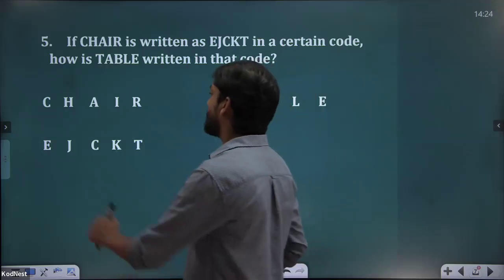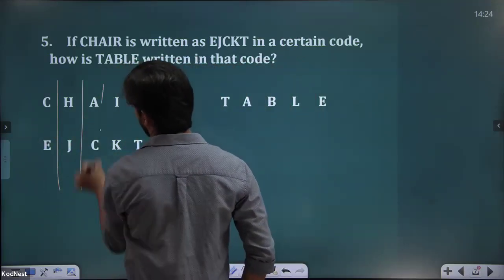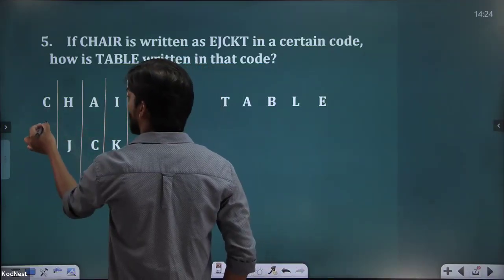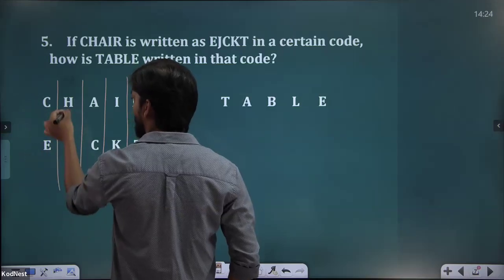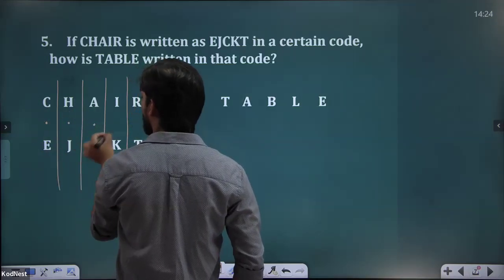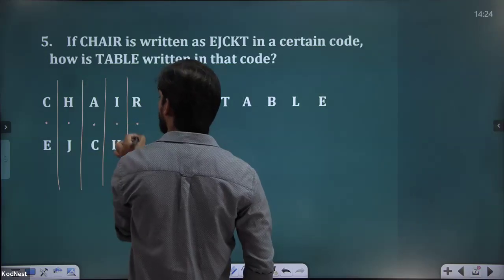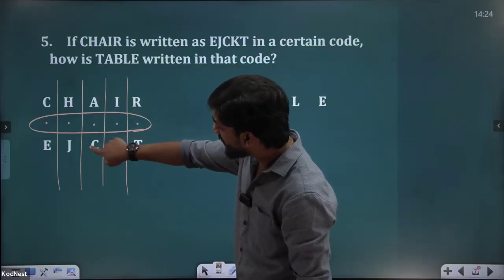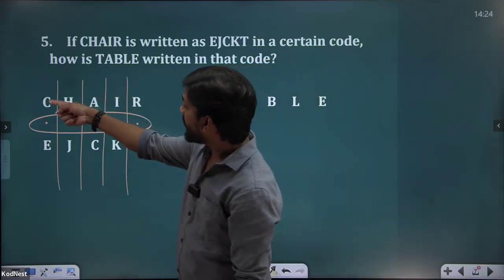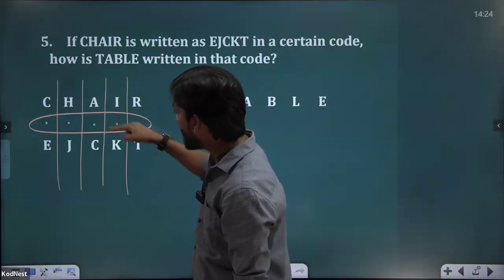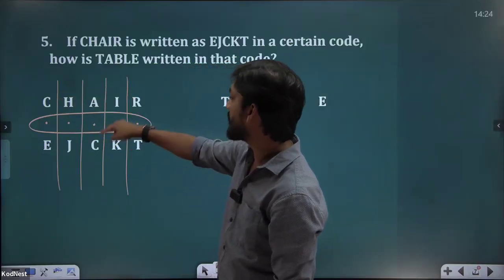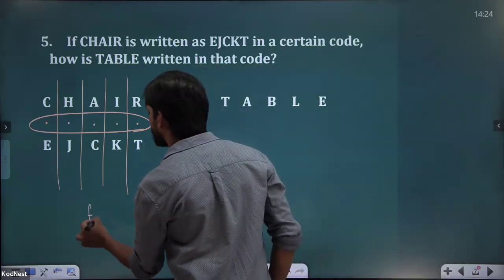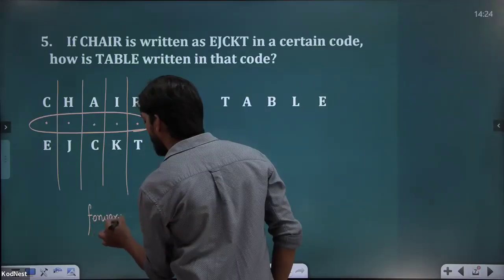Okay, so it's easy. C, one letter is D, then C, D, E, H, I, J, A, B, C, I, J, K, R, S, T. So one letter is there in between, and the next to next letter is the code. The code of every letter is written at the same place. First letter, first place, second letter, second place, third letter, third place, fourth letter, fourth place, like this. So it is also a forward pattern.